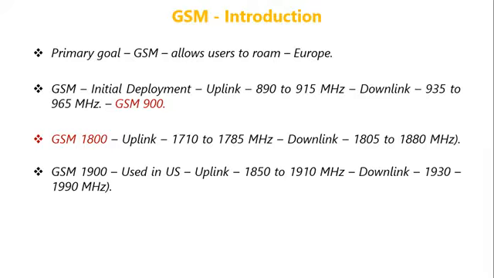So we have already discussed what is uplink and what is downlink. The communication from the mobile station to the base station is called uplink, and the communication from the base station to the mobile station is called downlink.